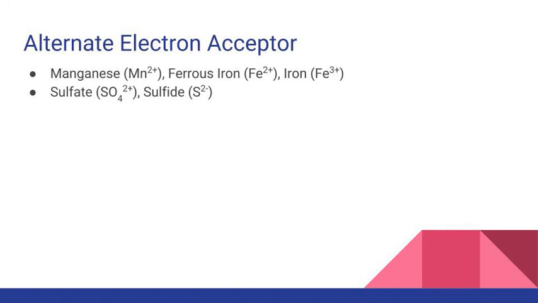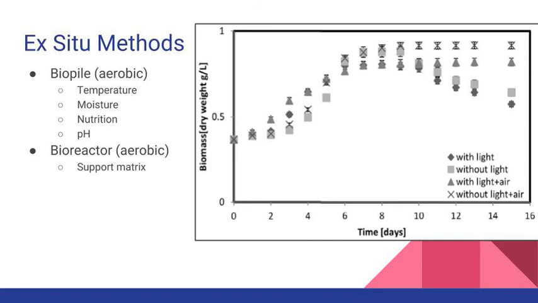An alternate electron acceptor, as we discussed before, is used for microbial respiration in the absence of oxygen. Elevated levels of ferrous ion indicate that the groundwater environment is suitable for anaerobic dechlorination to occur. And when we apply these influential factors to the ex situ and in situ methods, biopile can be considered as aerobic methods.